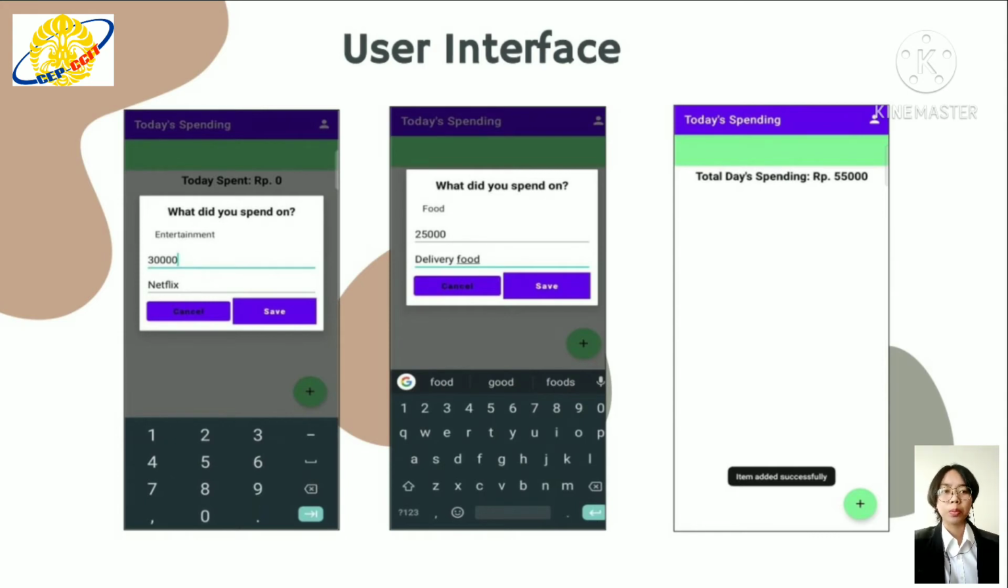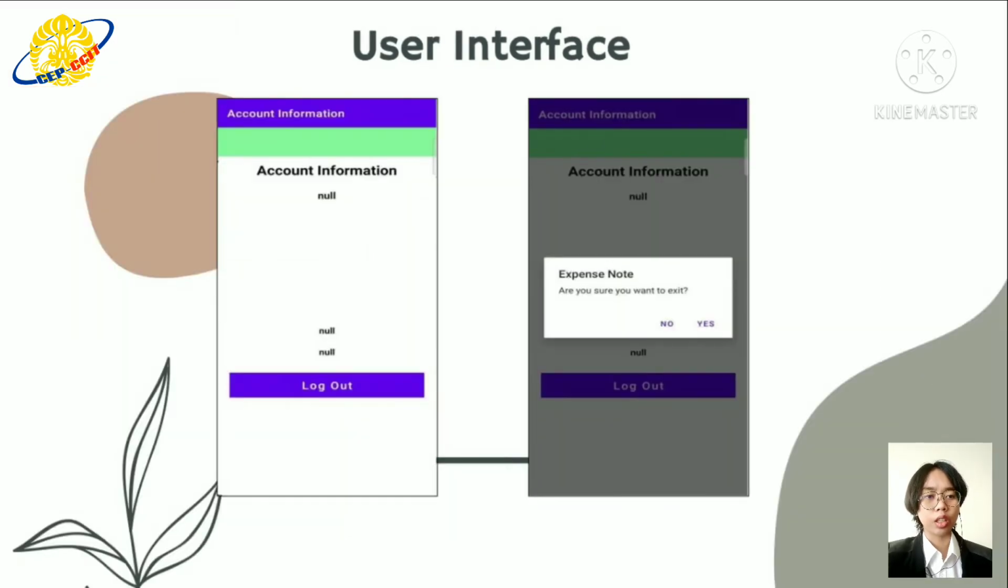Here, I will explain the next slide. This slide is the user interface to add an item. We try to add two items. The first one is for entertainment, 30,000 rupiah, and the second item is for food, 25,000 rupiah. After we successfully add the item, there will be a toast and the total of how much we have spent in that day.